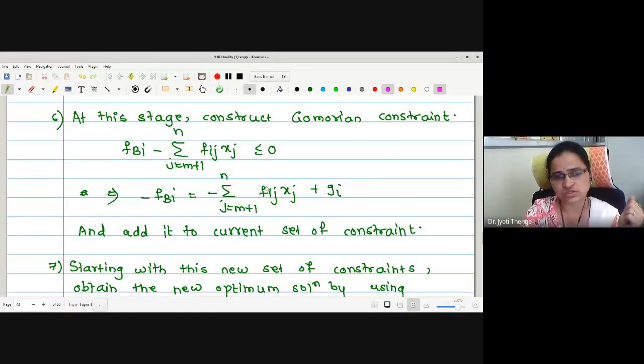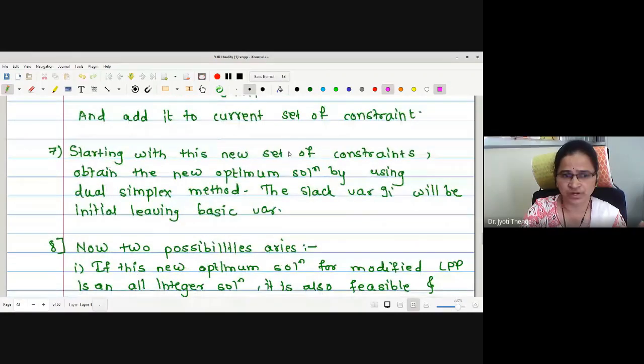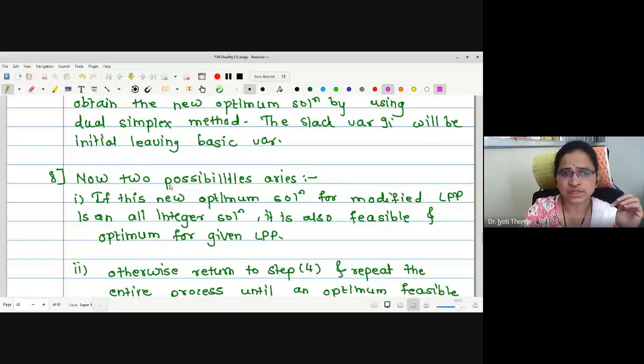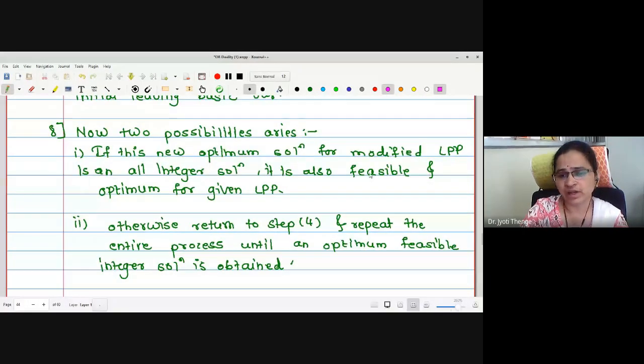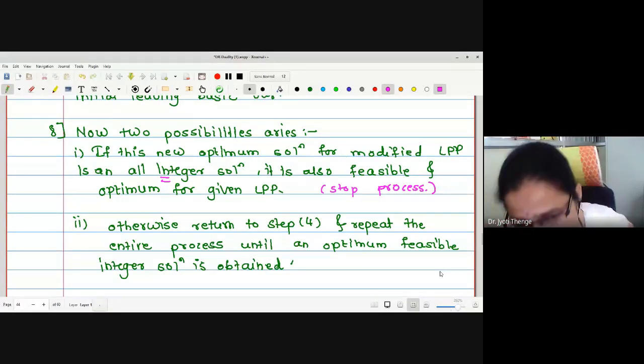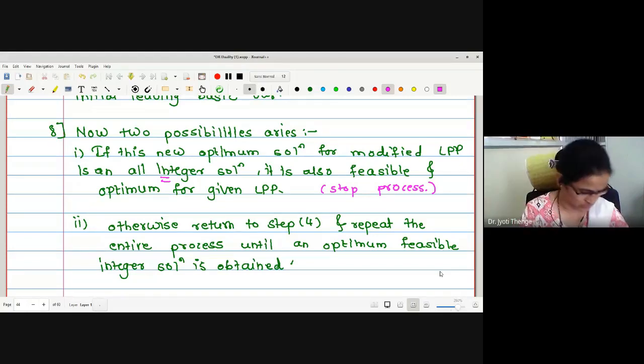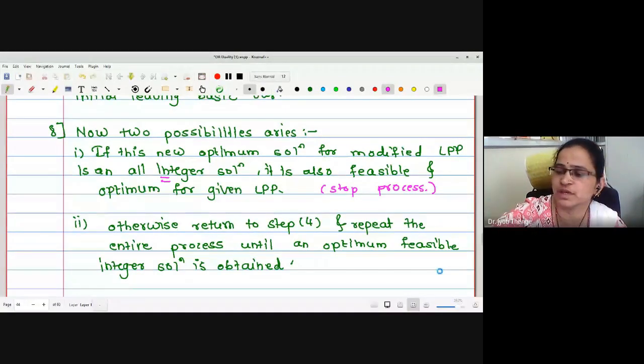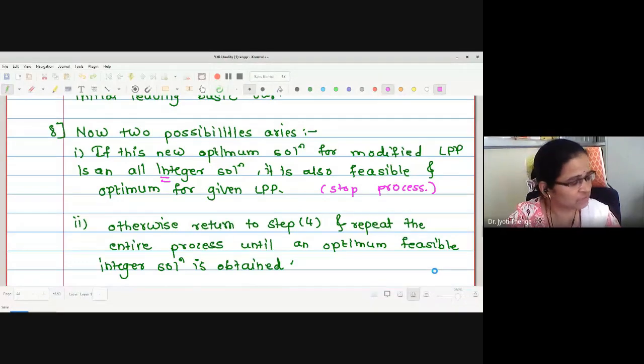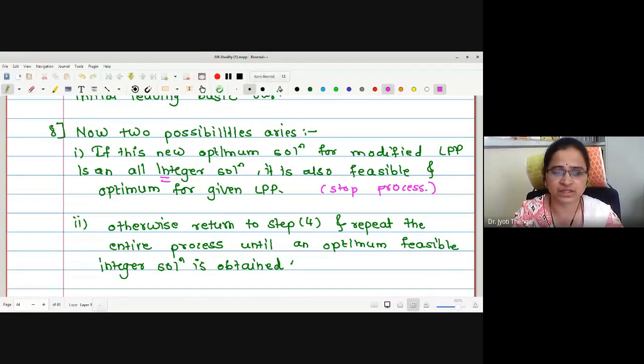Then construct this constraint and add it to the current set of constraints. Whatever new set of constraints we have obtained, solve it by dual simplex. Two possibilities may arise. If all the values are now integer, then you should stop the process. If not, you have to return to constructing a Gomory constraint and repeat the entire process till an all integer solution is obtained. Okay, we will see examples on this Gomory's method in the next lecture.